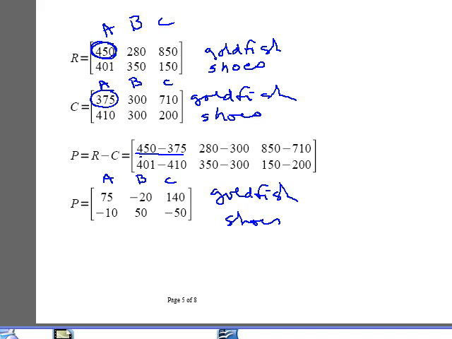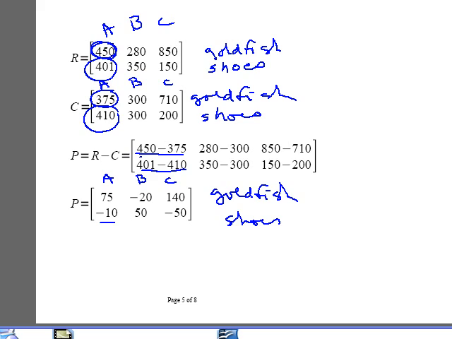Now let's look at how shoes did. I will take the cost for the shoes at location A, which is $410, and subtract that from the revenue for shoes at location A. That gives me this number right here. You see I'm maintaining the same structure. Alright, minus 10. That means I lost $10 on my shoe sales. And then we can continue through the rest.